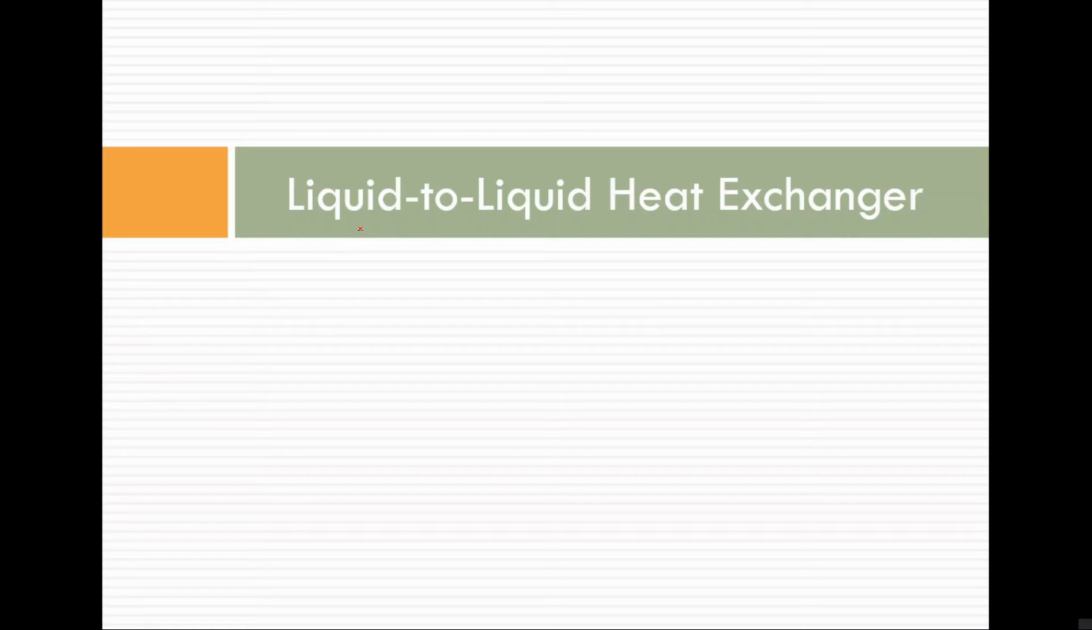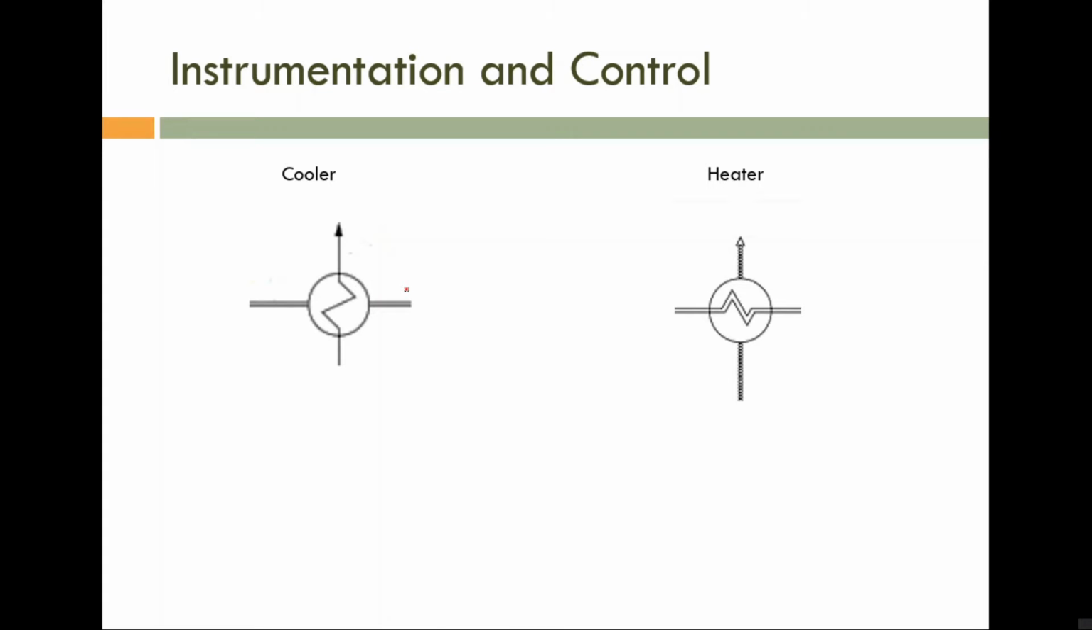So we can classify liquid to liquid heat exchanger into two. One is cooler and second one is heater. So please note down these two diagrams. Means by using the symbol itself you can identify the type of heat exchanger. So here first is the cooler. You can see that there are two parallel lines. The direction is not important, either this side or this side you can take the direction. So you can take this one as the direction.